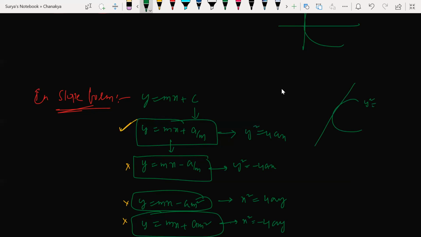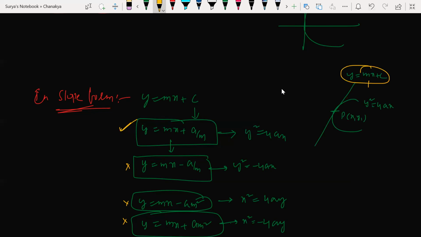This is y square is equal to 4ax parabola. This is y is equal to mx plus c line. This is my tangent at point P called x1 comma y1. Let's say that. Okay. So this is a tangent equation of this parabola in this slope form.